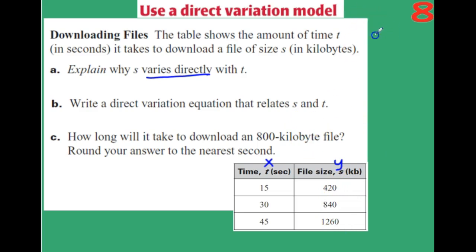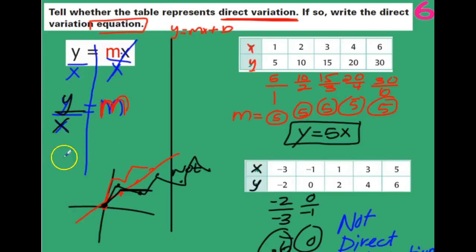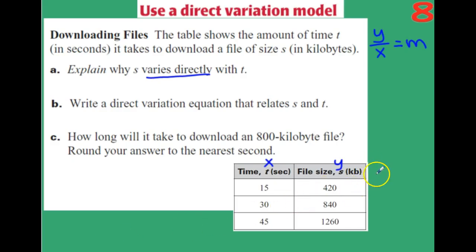If it's varying directly, we're going to take our y values and divide by our x values to give us our slope, just like we did in these problems. So y is 420, and we're going to divide by 15. If I plug that in my calculator, it should give me 28. Now I need to see if these are all going to equal 28. So let's take 840, my y value, and divide it by 30, my x value. That one also gives me 28. Let's check the third one just to be sure. 1,260 divided by 45. Well, what do you know? 28.